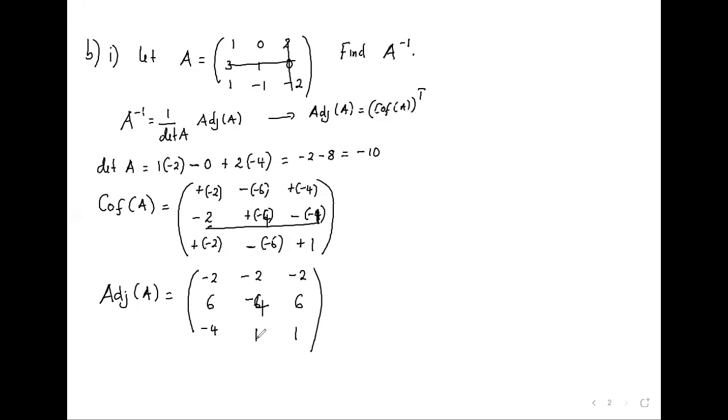Okay, thank you. So to get the inverse now, we have A inverse is equal to 1 over the determinant, which we got as 10. So we have 1 over negative 10 multiplied by this adjoint, which is negative 2, negative 2, negative 2, and then 6, negative 4, 6, negative 4, 1, 1. So this is the inverse.